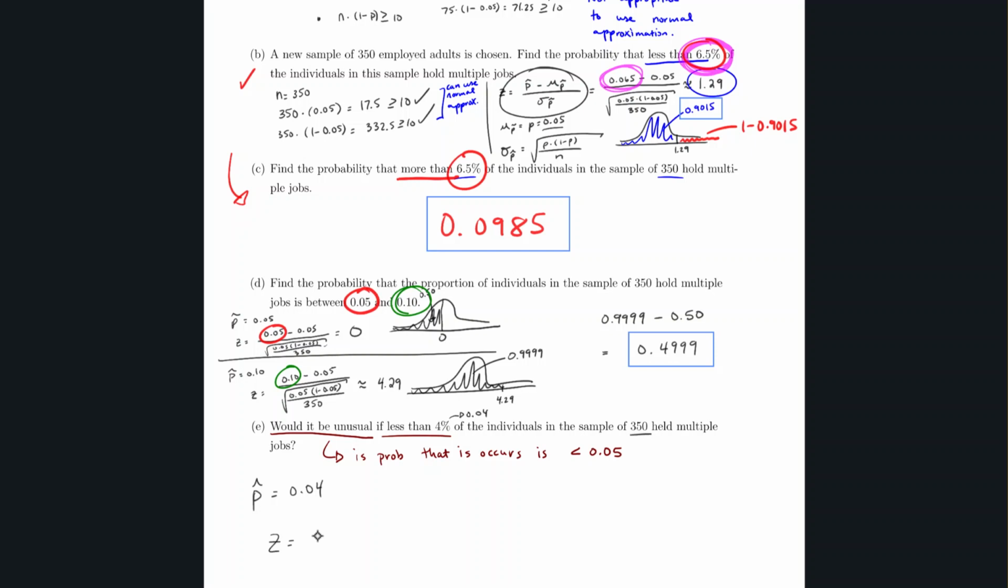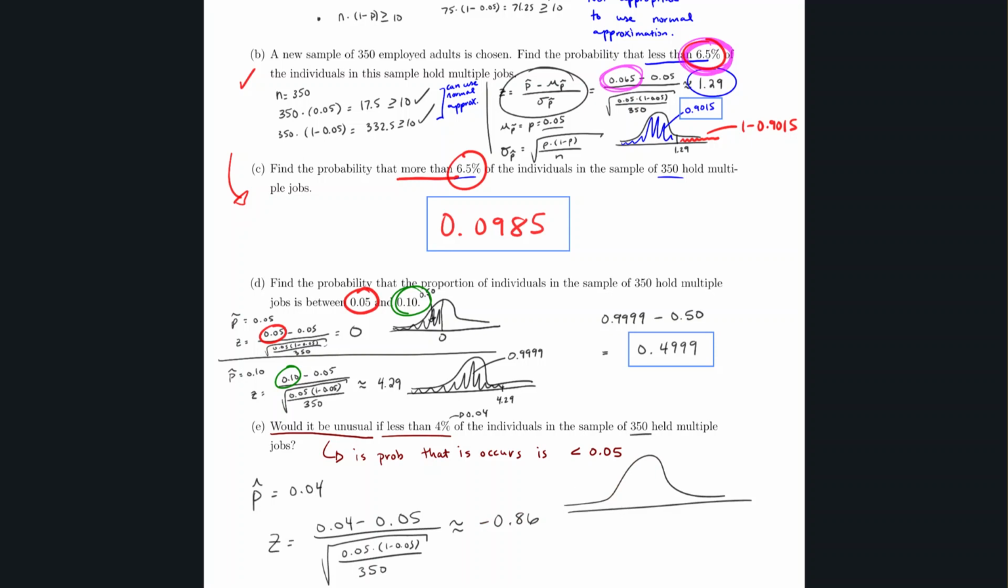So my z-score is 0.04 minus my mu of p hat, which was 0.05, divided by my sigma of p hat. Well, what was sigma of p hat? It was the square root of p itself, 0.05, times 1 minus 0.05, divided by 350. Remember, all of these come from formulas within our previous note sections. Now I know z-scores are rounded to 2 decimal places. Calculate this, and you'll see that you get negative 0.86.